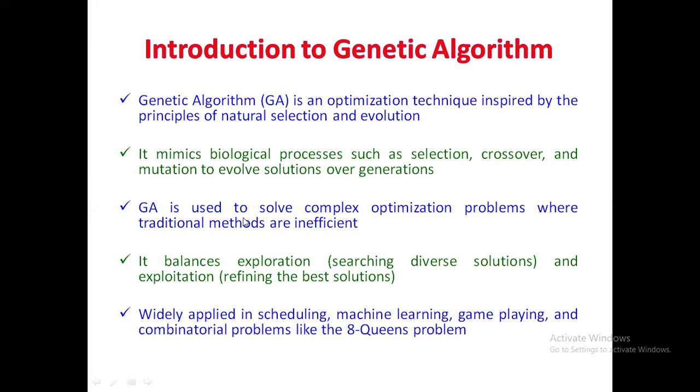Genetic algorithms are particularly useful for solving complex optimization problems where traditional approaches struggle. By maintaining a balance between exploration, that is searching a wide range of solutions, and exploitation, refining the best solutions, it efficiently finds near-optimal solutions. Due to its versatility, GA, the genetic algorithm, is widely applied in various fields, including scheduling, machine learning, game playing, and combinatorial optimization problems like the 8-Queens problem.